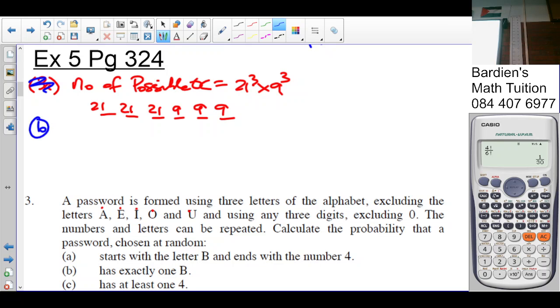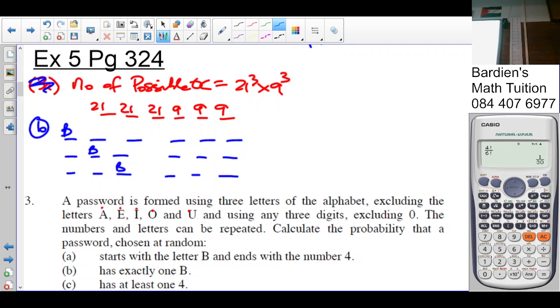Okay, so B has exactly one B. So it's 1, 2, 3, 4, 5, 6. Not so? If it's one B, the B can lie here, or it can lie in the middle, or it can lie on bit 3, the last bit for the letters. What's the condition? It must only occur once. So is there any other scenario where that B can lie? No. Can I have double B's? No. Can I have 3 B's? No. Exactly one B, so only one B can be used. Right. This is for the number of favorable outcomes.